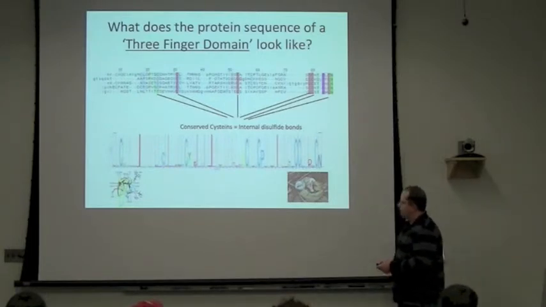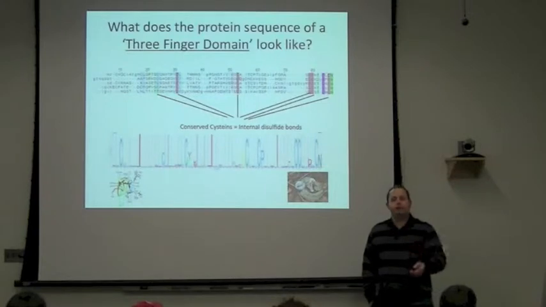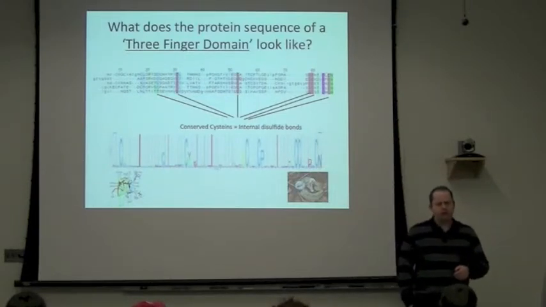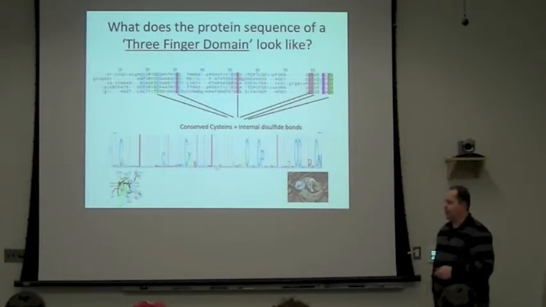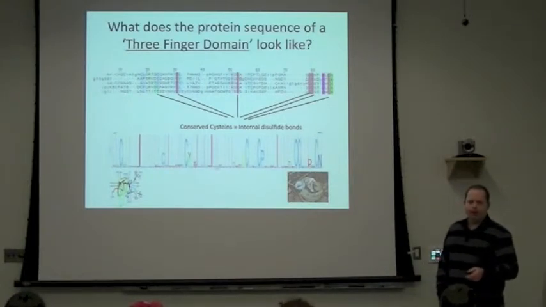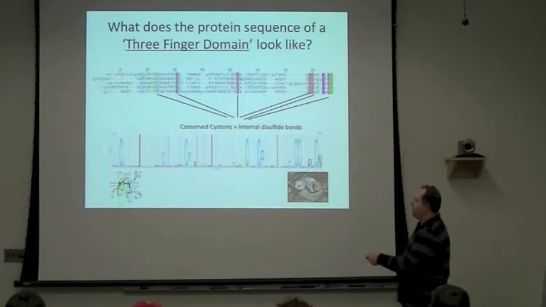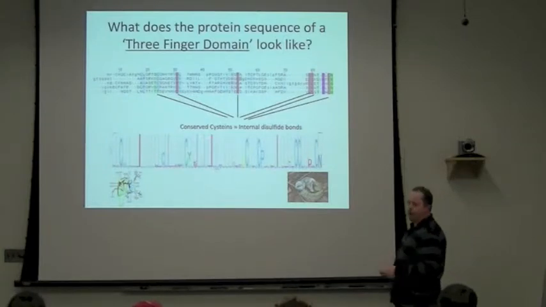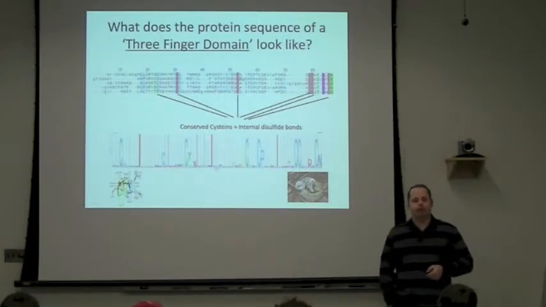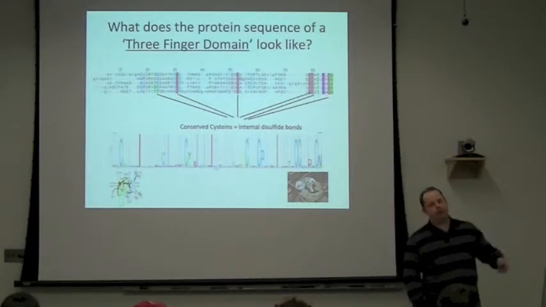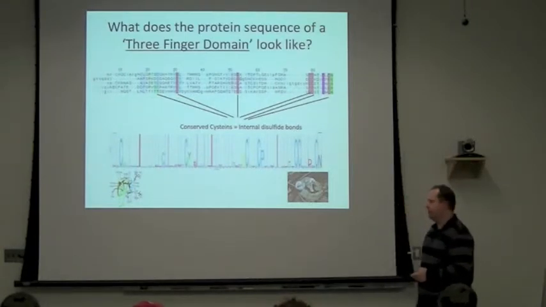So the next thing I'm showing is one of the big advancements that's happened in domain searching algorithms. It's called HMMER. It's a hidden Markov model way of looking for sequence patterns. It's particularly good at finding domains. And what I've shown here is for 3-finger domains. This represents the hidden Markov model that describes sequence variation across all 3-finger domains that have ever been found. There's a lot of them. I'll come to that in just a minute.